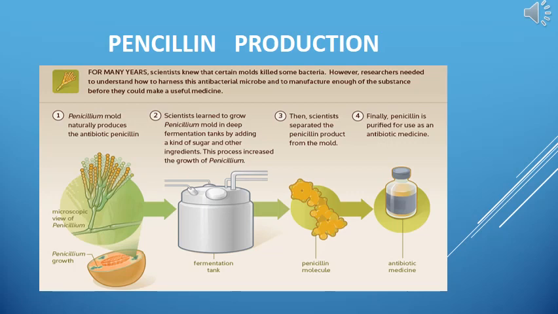So the strains of this Penicillium are grown in large steel fermentation tanks by adding different kinds of sugars and other ingredients. This process increases the growth of Penicillium. When the scientists know that the penicillin is being formed, they separate it from the mold. Finally, the penicillin is produced, it is purified, and then it is marketed as a medicine.